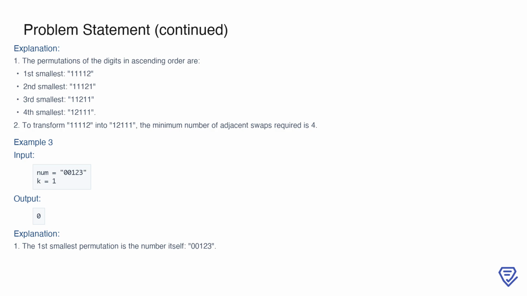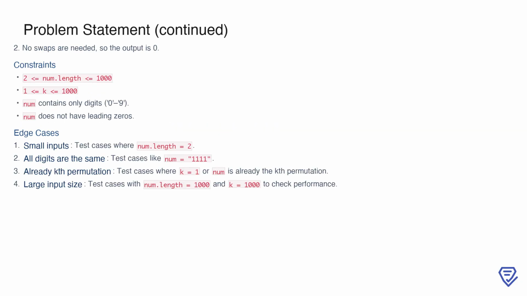This example highlights how the process becomes simpler when there are repeated digits, as the number of unique permutations is reduced. Now, consider a case where no swaps are needed. For the input number equal to 00123 and k equal to 1, the task is to find the first smallest permutation. Since the input number itself is already the first smallest permutation, no swaps are needed. Therefore, the output is 0.